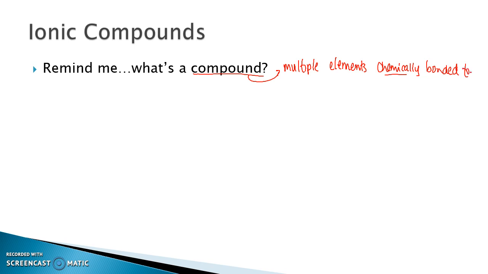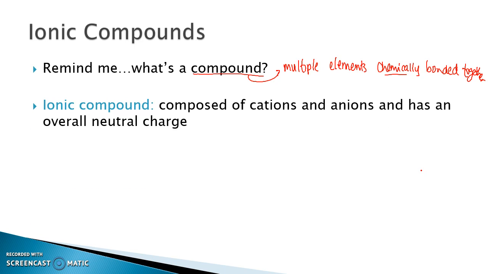Okay, so not mixed together. That would be like the air, or just a mixture of elements. That's not what we're talking about. We're talking about chemically bonded together to form something new, so a compound. In an ionic compound, it's specifically going to be elements that have either lost or gained electrons to form cations, which are positive, and anions, which are negative.